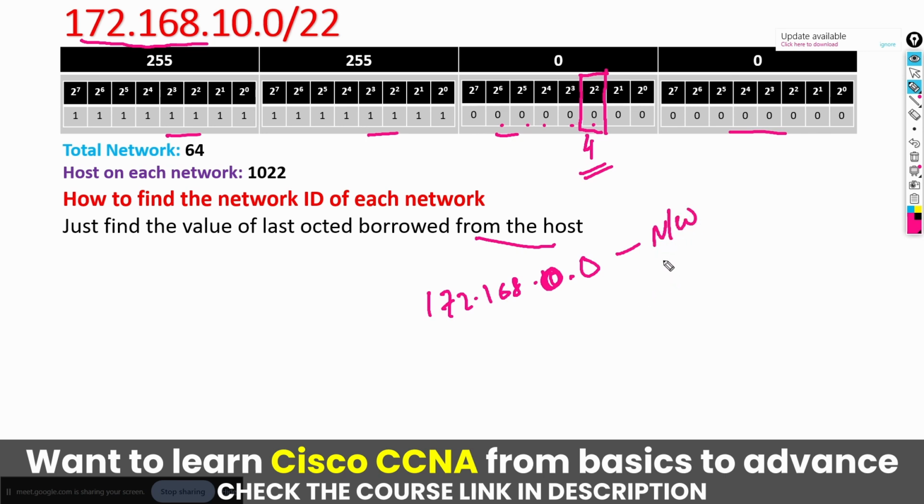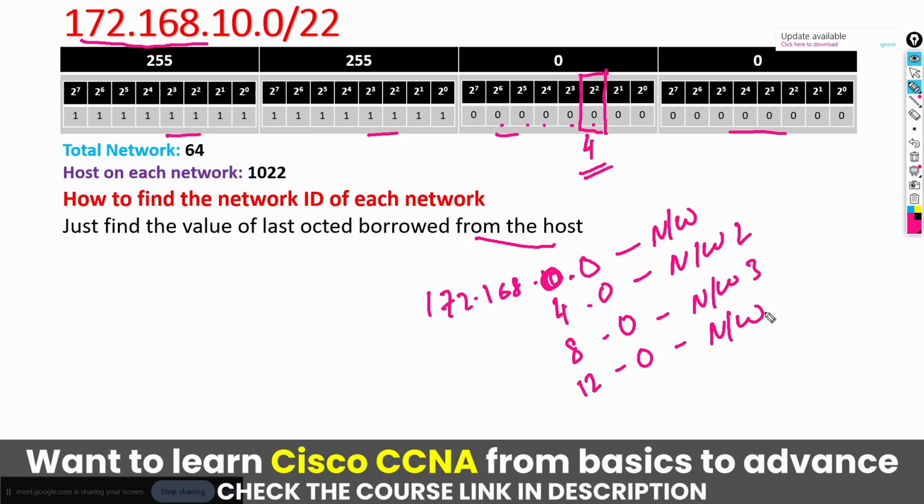Got it? What will be the next network? Just see, this 4 belongs to the third block. So here you add 4. This is going to become network number 2. Again here add 4, it will become network number 3. 8 plus 4, 12, it will become network number 4. 12 plus 4 is equal to what? 16. It is network number 5. Getting my point?